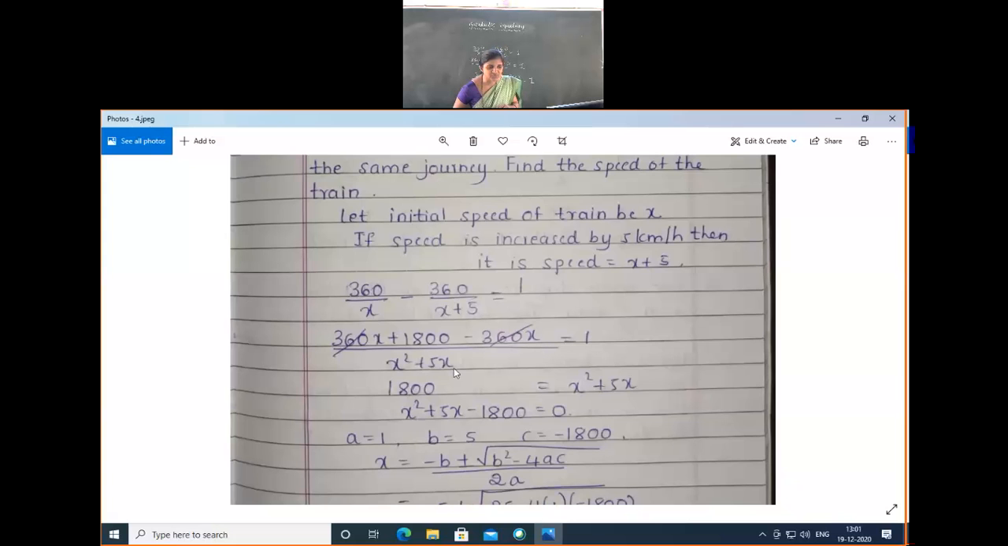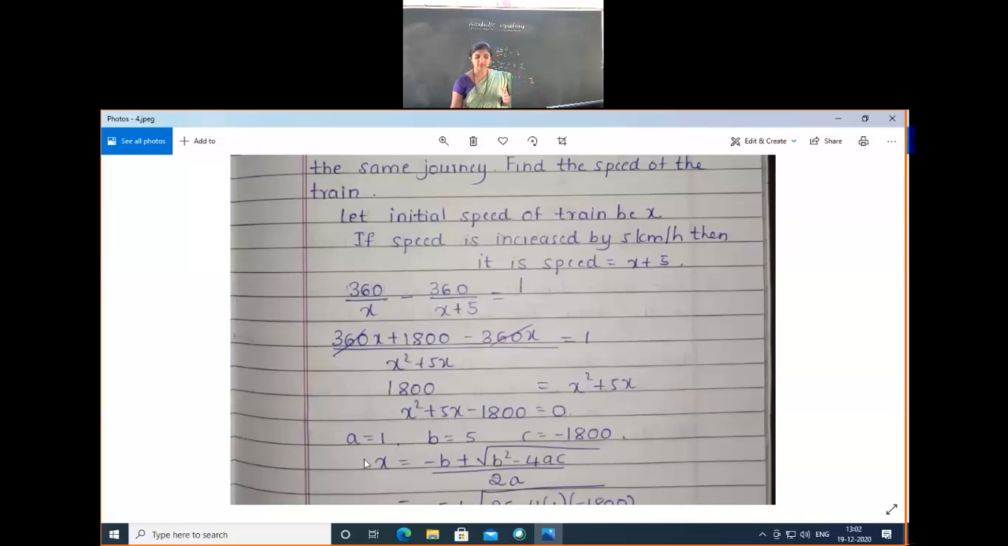Now let us transfer this x square plus 5x to this side. That is 1800 is equal to x square plus 5x. Now we have to arrange this in the quadratic form. That is x square plus 5x, take this 1800 to this side, minus 1800, which is equal to 0. This is the quadratic equation. Got the idea of this problem, students? So x square plus 5x minus 1800 is equal to 0.